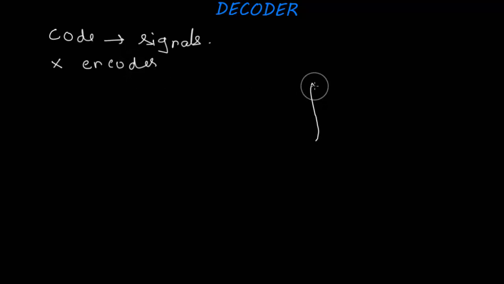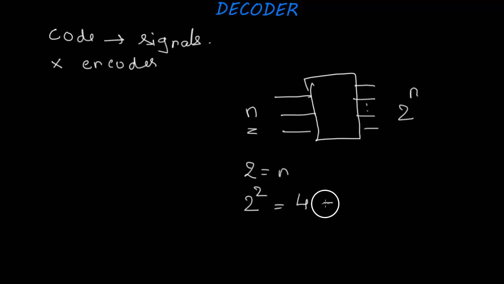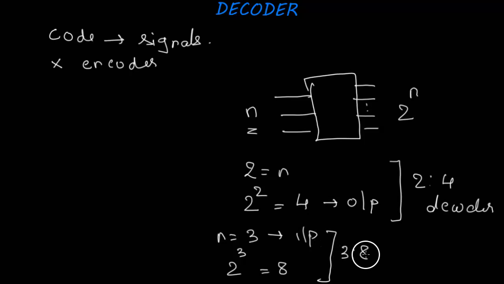So, a decoder has the same number of inputs and outputs pattern that we have seen previously in our muxes and demuxes. So, it has n number of inputs and 2 raised to n number of outputs. So, for example, if we have 2 inputs, if our n is equal to 2, then 2 raised to 2 is equal to 4. That means we'll have 4 outputs. So, that means this is a 2:4 decoder. Similarly, if our n is equal to 3, so this is my number of inputs, 2 to the power 3 is 8. Now this will give a 3:8 decoder.